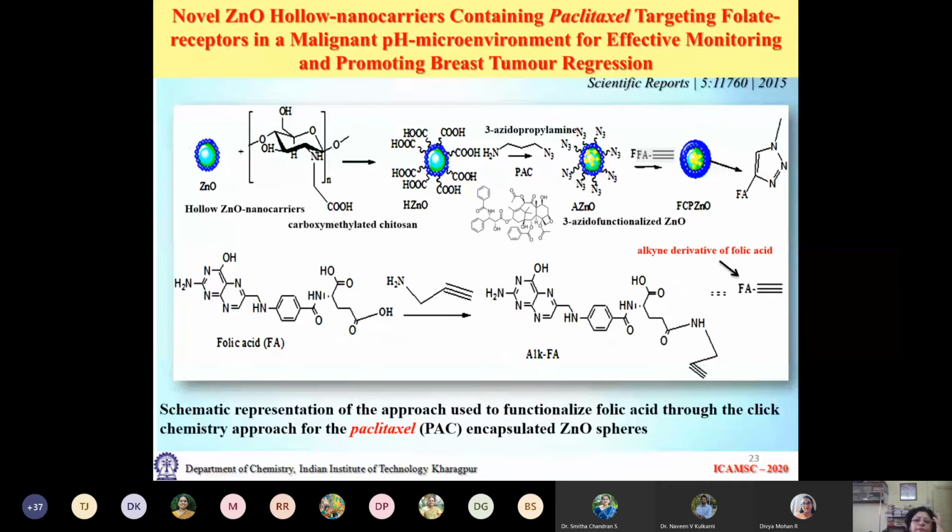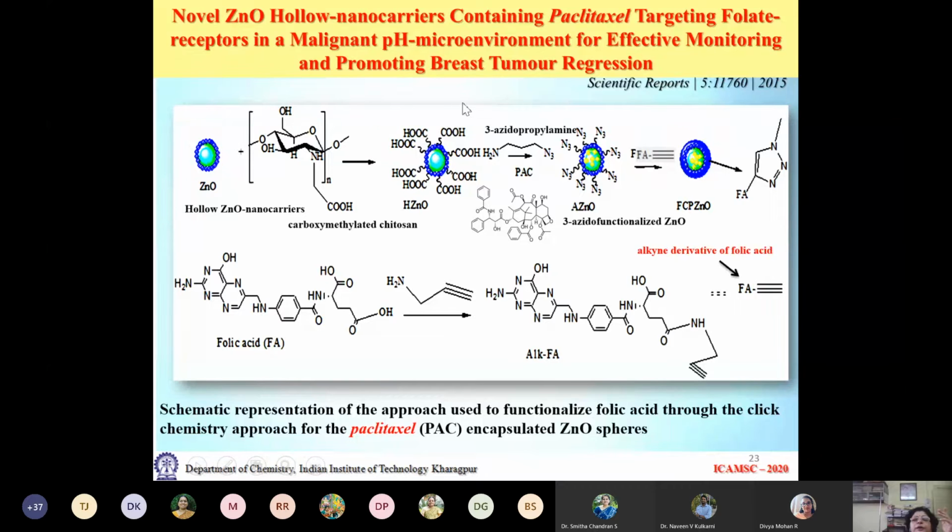This is another one where we have zinc oxide. Zinc oxide, we first prepared, each of the preparations takes time. So zinc oxide preparation itself is difficult because you have to make it hollow. We have used a template method of making a hollow zinc oxide. And then we wanted a COOH functionalization. So for that, we have used carboxymethylated chitosan. On reaction, it gives you the surface functionalization with the OH group.